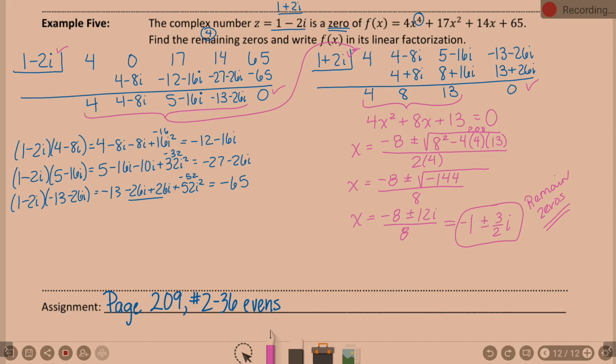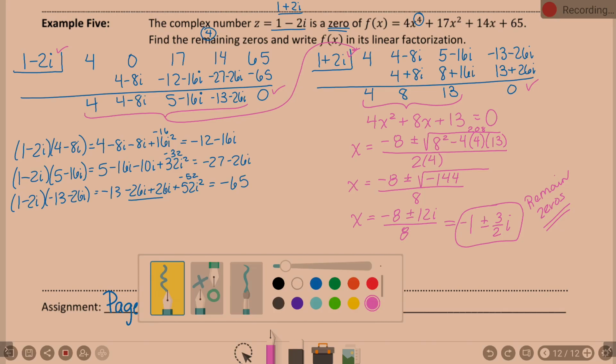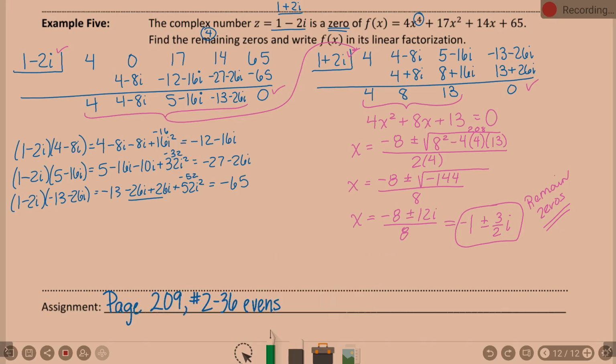The linear factorization. A couple key points I need to quickly make. First of all, I haven't stated this: did this problem have an a value? Yeah. A is always the lead coefficient. If your lead coefficient is anything other than 1, it carries down to your linear factorization. So that 4 goes in your linear factors.